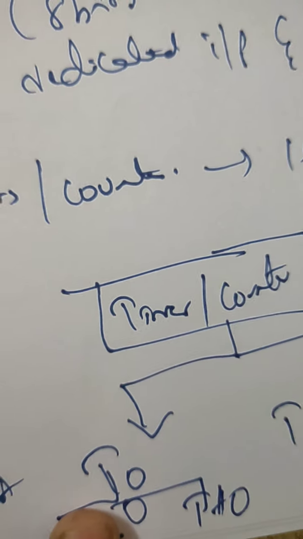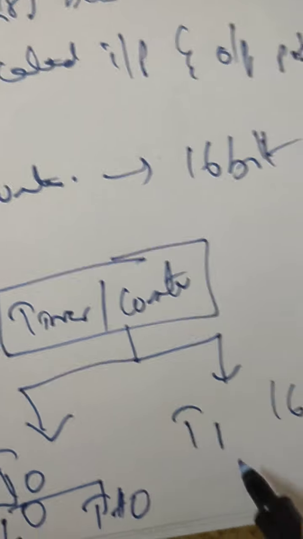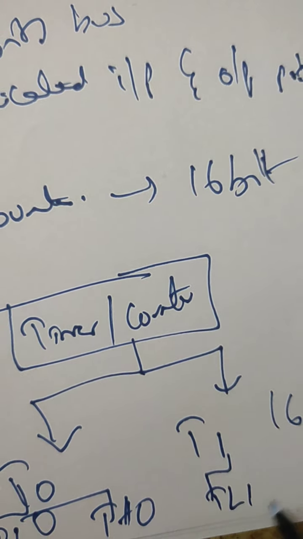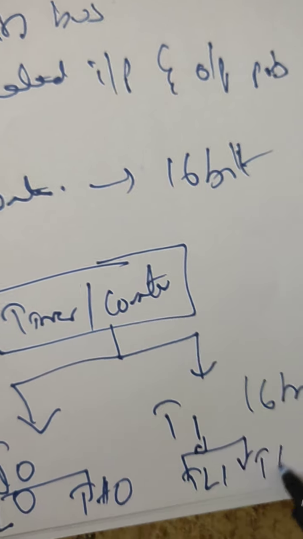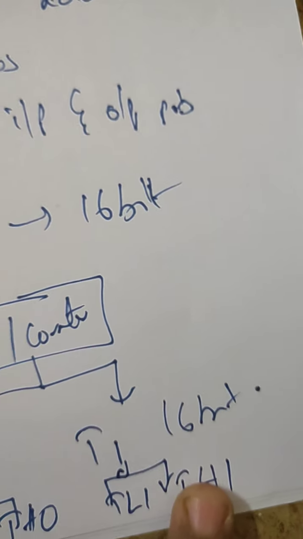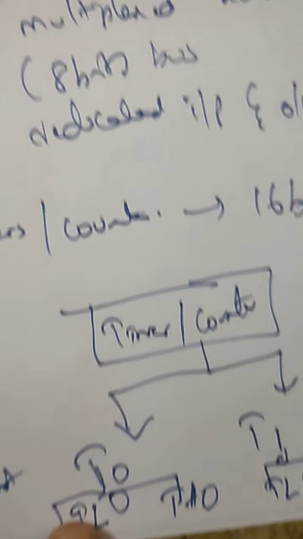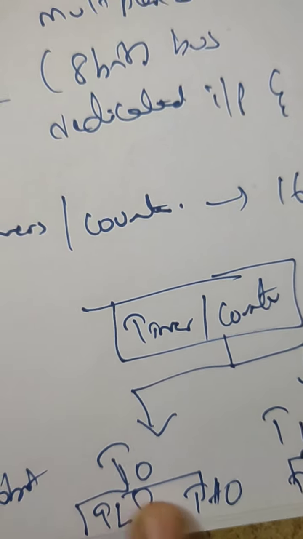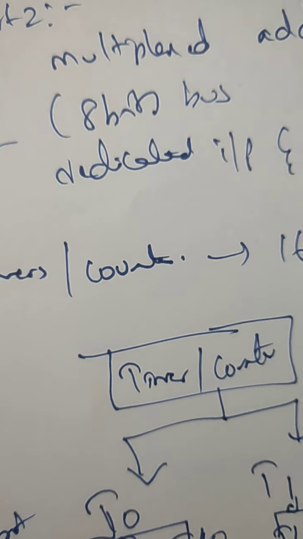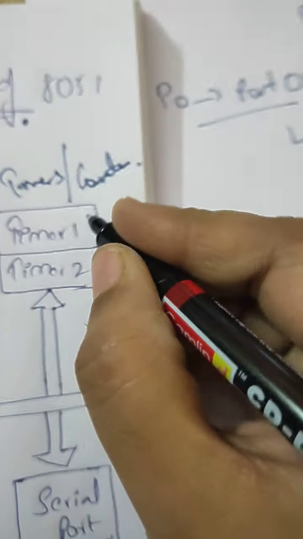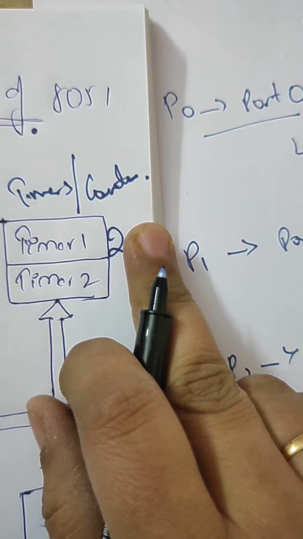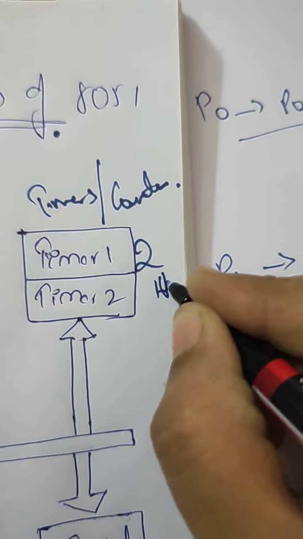Timer higher, timer lower at 0. Here also similarly, timer lower, timer higher. This means the timer higher consists of 8 bits and the timer lower consists of 8 bits. Similarly here, timer lower 0 consists of 8 bits and timer higher 0 consists of 8 bits. So in total 16 bits. So the timers, the 2 timers or counters, consist of 16-bit data, whereas all these ports consist of 8-bit data.